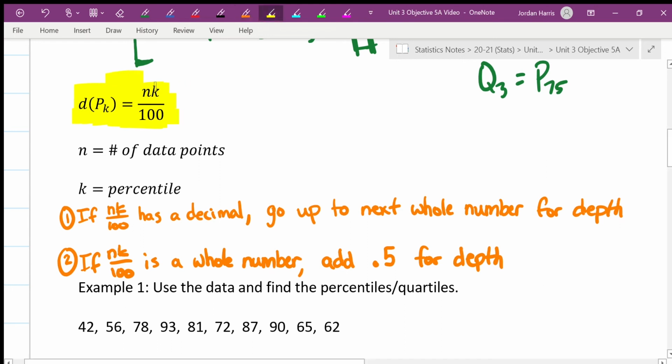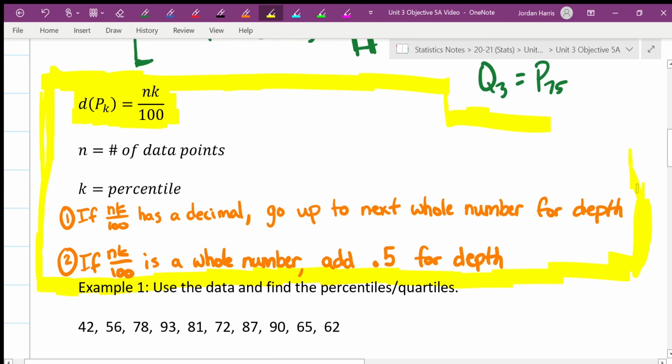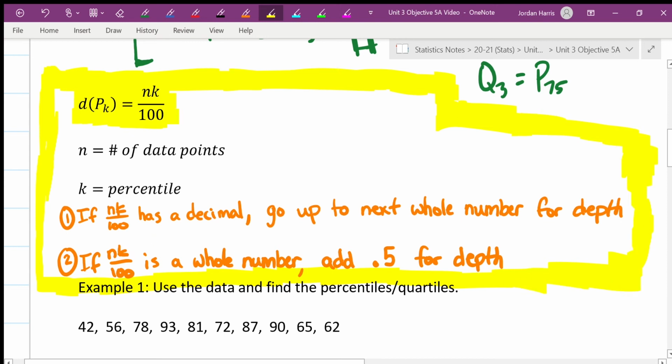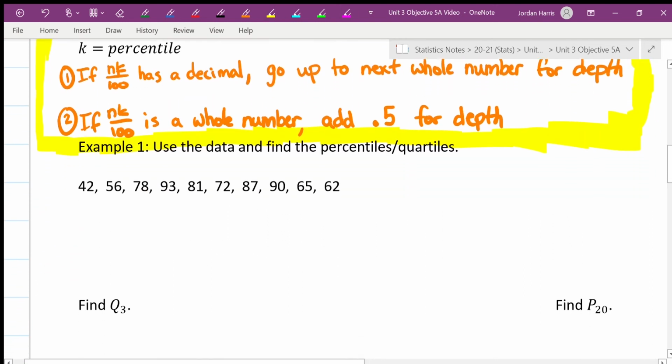Okay, so this is something that you're going to want to make sure you understand. You need to know how to use this, how to get to these values, and how to use your two statements. And you should always be using exactly one of them. You don't use both of them every time. You look at the scenario. Do I have a decimal? Go up to the next whole number for depth. Do I have a whole number? Add 0.5 for depth. Okay, you're going to use exactly one of them every time.